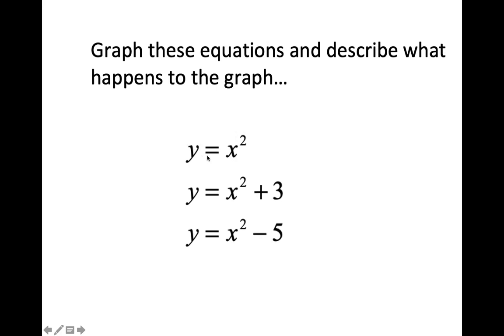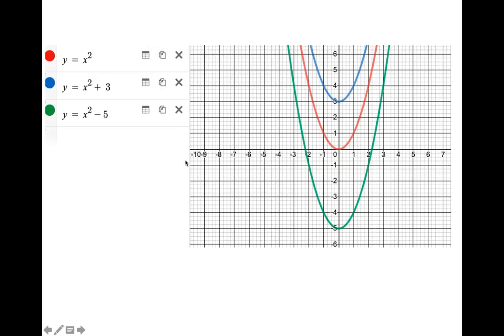So if I take y is equal to x squared and I just randomly add a 3 or subtract a 5. So what I've done is I've put it in Desmos and I've graphed it over on the side. You'll see the red one is the ordinary one, the blue is where I added 3, and the green is where I subtracted 5. Here's my ordinary one in red. When I added 3, you'll notice that the vertex went up 1, 2, 3. When I subtracted 5, you'll notice the vertex went down 5. 1, 2, 3, 4, 5.